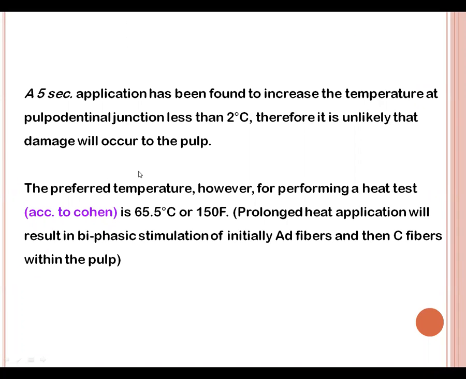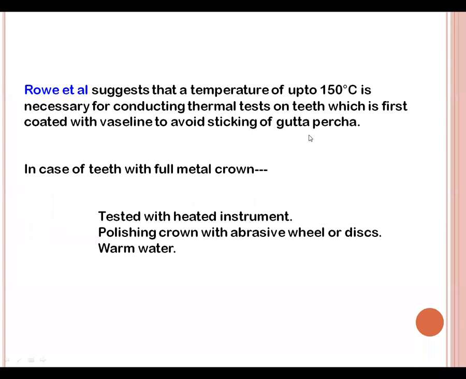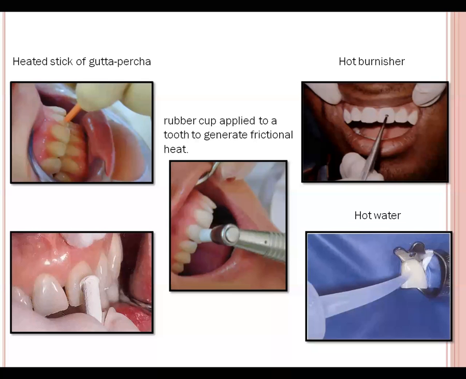Right. Now, there is a particular temperature beyond which the pulp will not be able to sustain the damage. It should not be more than 60 degrees Celsius, otherwise there can be necrosis in the pulp.